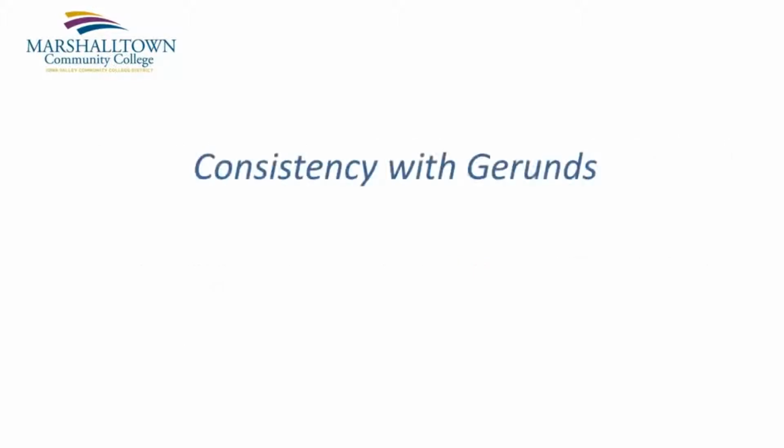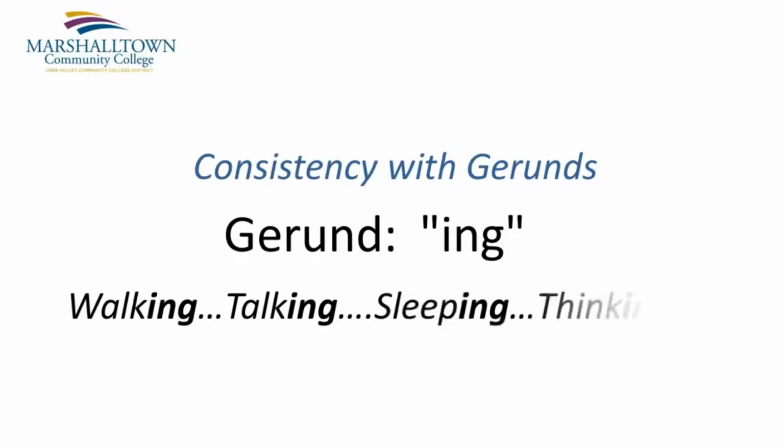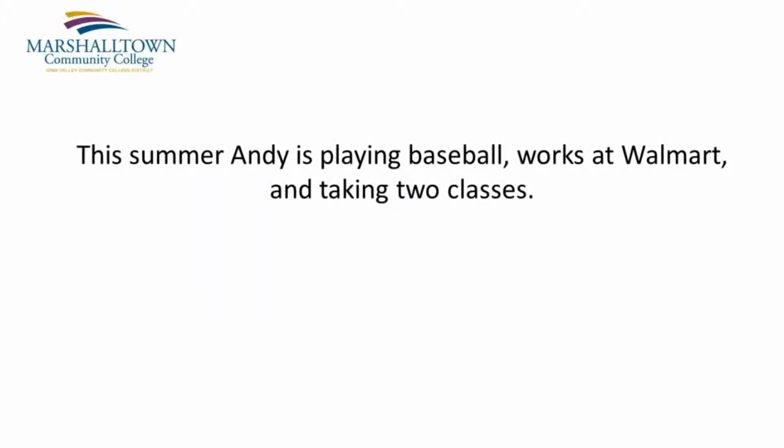Another way to create parallelism in a sentence is to be consistent in the use of gerunds. Again, if you remember from grammar school, a gerund is the ing that comes at the end of a word, like walking, talking, sleeping, thinking. In the next example, let's see if we can correct an error in parallelism by using the gerund. This summer Andy is playing baseball, works at Walmart, and taking 2 classes.